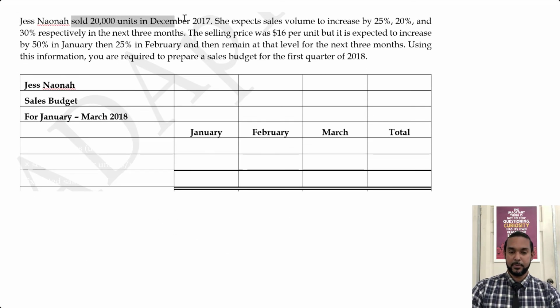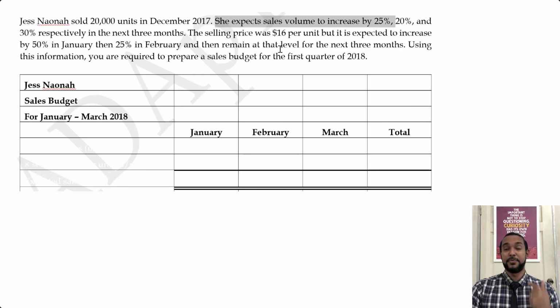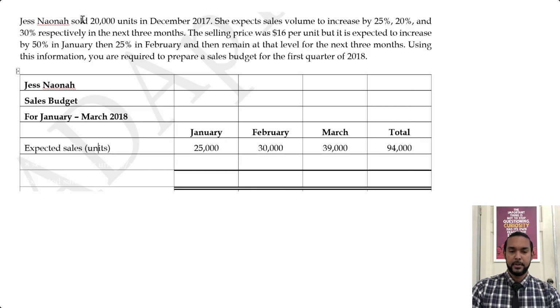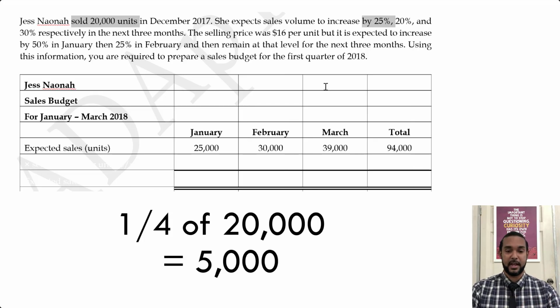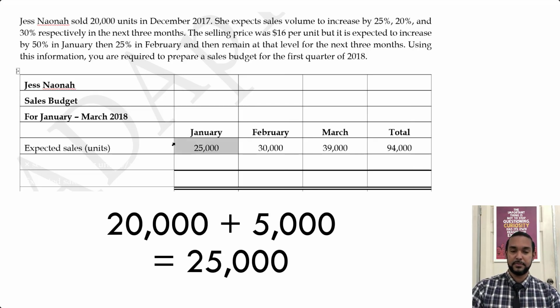So sales in December was 20,000 units, and she's expecting it to increase by 25%, then 20, then 30. So for January, it'll be 25% higher than December. So let's plug in the figures and do the arithmetic after. So 20,000 units, an increase of 25% is an increase of a quarter. A quarter of 20 is 5. 20 and 5 is 25.